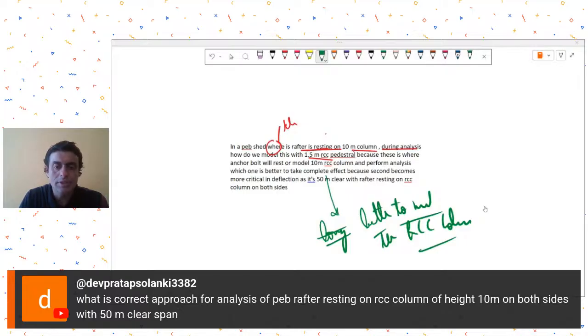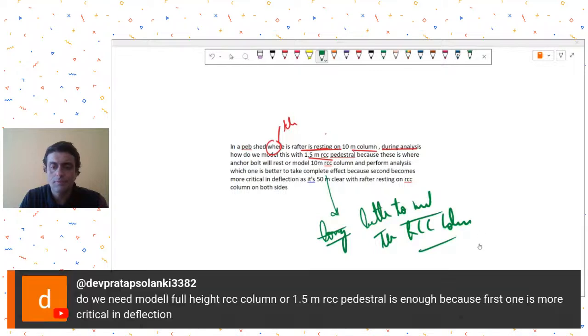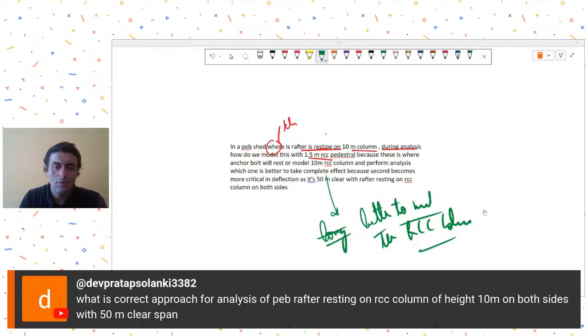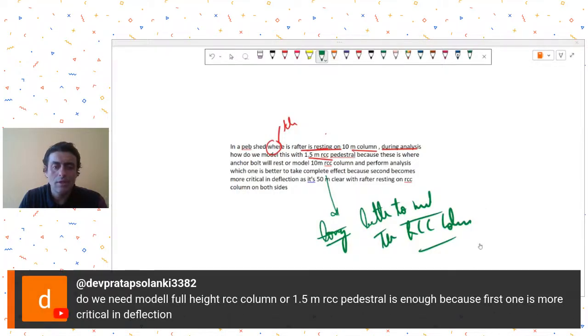10 meters, you are saying. Yeah. So model the RCC column. Because you are saying that an RCC column of height 10 meters is there, there is no meaning in modeling the column up to 1.5 meter height only. There is no logic. You have to model the full height of the column.